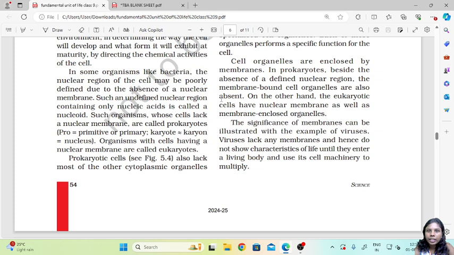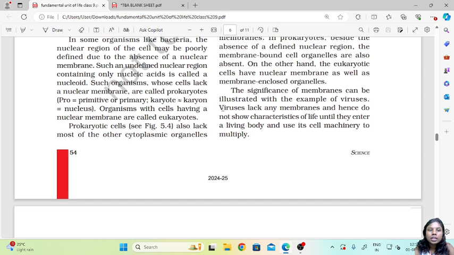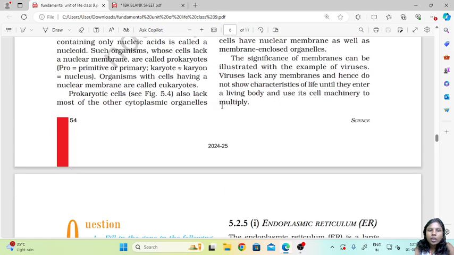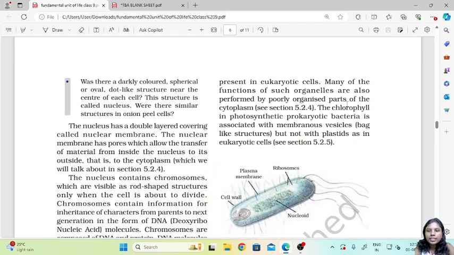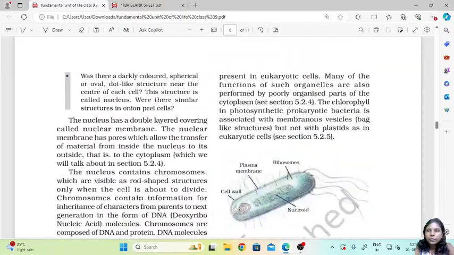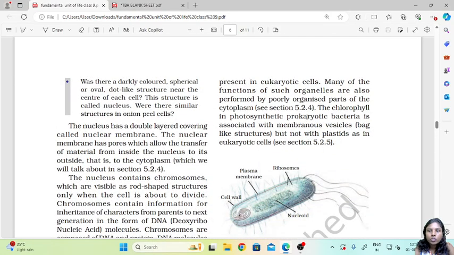In some organisms like bacteria, the nuclear region of the cell may be poorly defined due to the absence of the nuclear membrane. Organisms with no nuclear membrane are called prokaryotic organisms, and the ones which have a nuclear membrane are called eukaryotes. Prokaryotic cells also lack cytoplasmic organelles, whereas eukaryotic cells have them. Many of the functions of such organelles are performed by poorly organized parts of the cytoplasm.